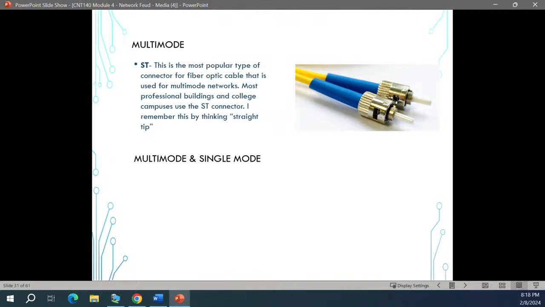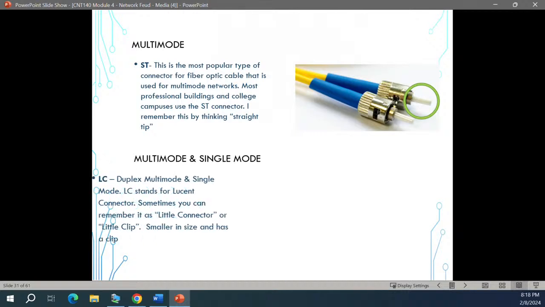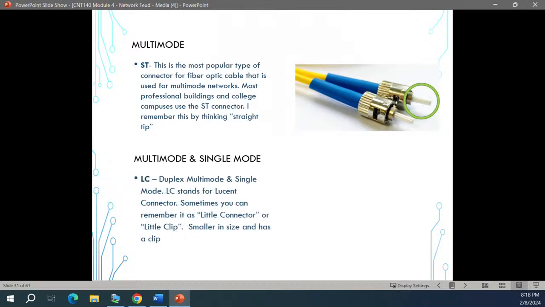So that's the ST. And then what will work for multi-mode and single mode is the LC, and you can have a duplex or a single. It stands for Lucent. Lucent is a company that designed it, okay? But you can also remember it as a little connector or a little clip, because they have little clips on them. Here's one. So it's little, and see how it has this little clip? That's how I remember it: little clip.